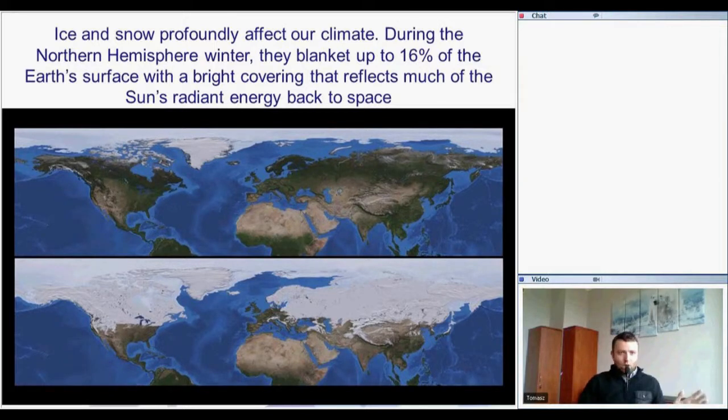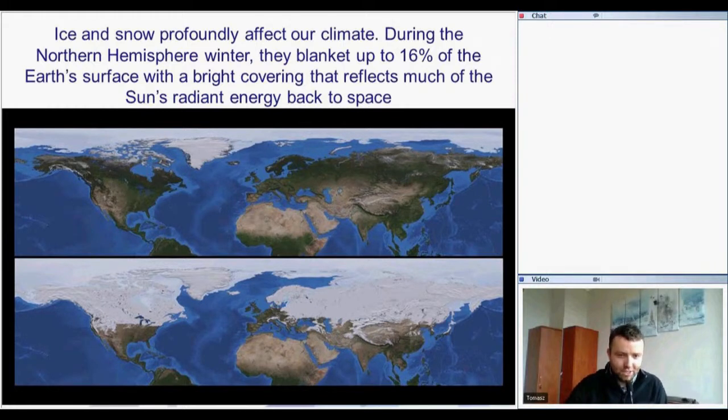Ice and snow affect our climate. During winter in the northern hemisphere, they can blanket up to 16% of the Earth's surface with a bright covering that reflects much of the sun's radiant energy, because there is solar radiation that comes to the Earth's surface, but it can be reflected because of albedo. That's the reflection of different materials. For example, white snow has high albedo, so it reflects back the solar radiation.